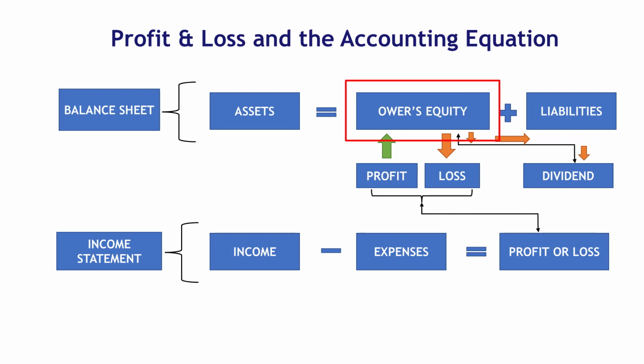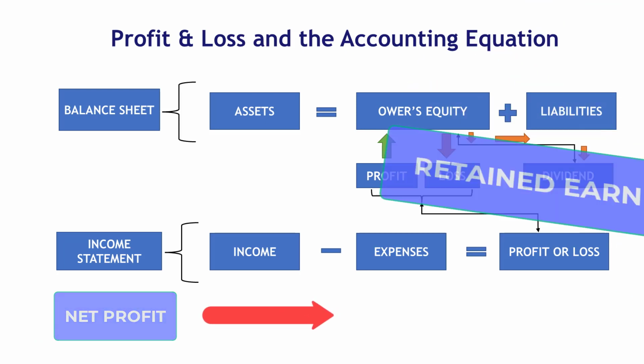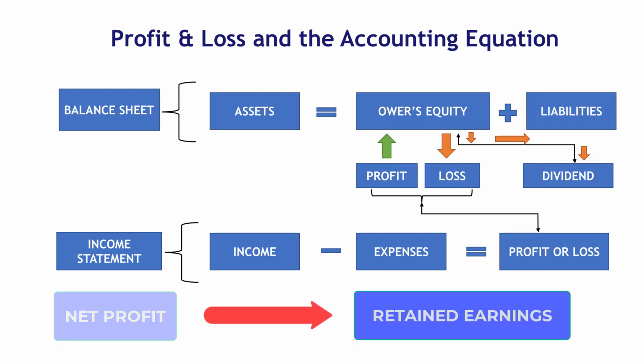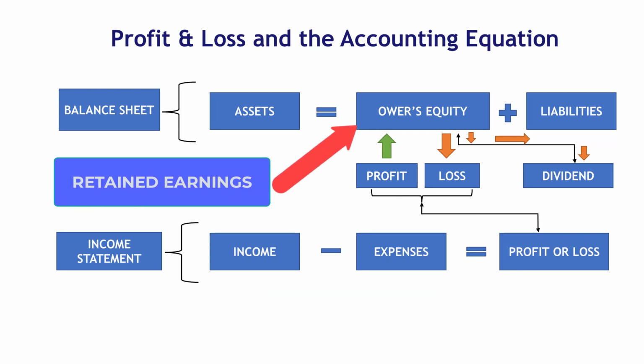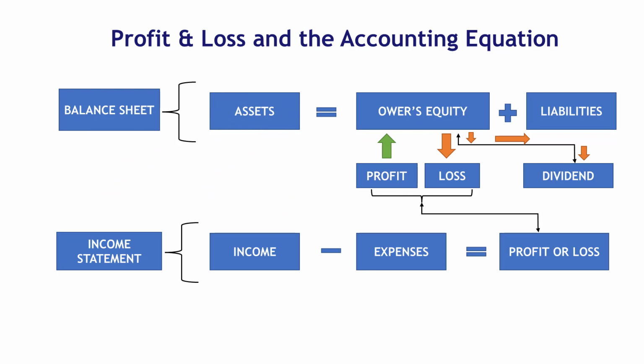equity account. When the business has a net profit, it can transfer some or all of that profit to a specific account called retained earnings, which is a component of the owner's equity account on the balance sheet. Once the net profit or loss has been transferred to the retained earnings account, it becomes a part of the owner's equity section on the balance sheet.